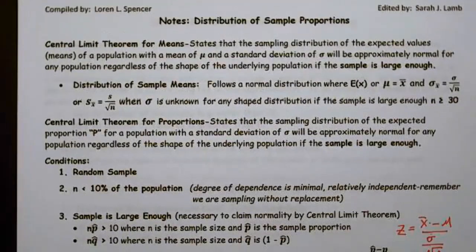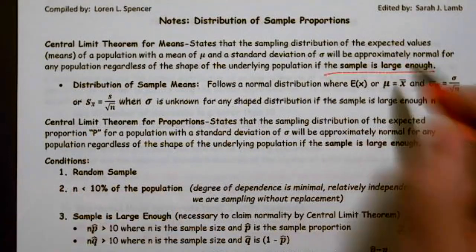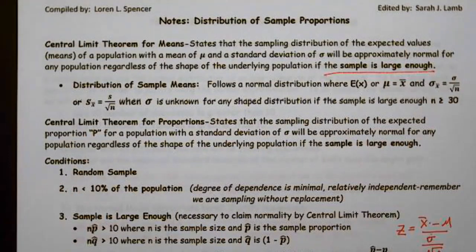So basically, this is a way of saying central limit theorem. The central limit theorem for means states that the sampling distribution of expected values of a population with a mean of mu and standard deviation will always be approximately normal, regardless of the shape of the underlying population, if the sample is large enough. And that's basically what we're saying with the binomial. If the sample size is large enough, the distribution of the proportions, or p hats, will also be approximately normal.